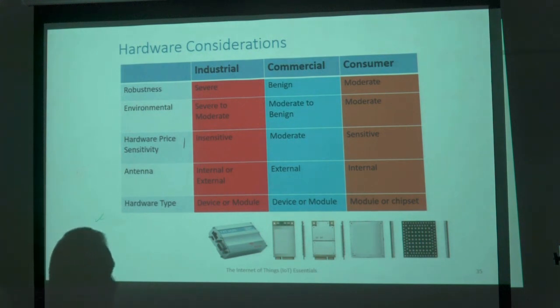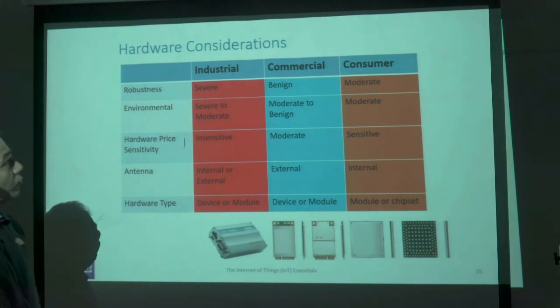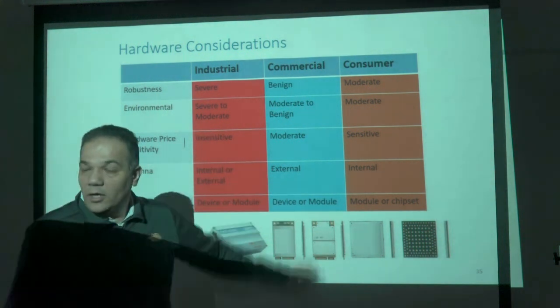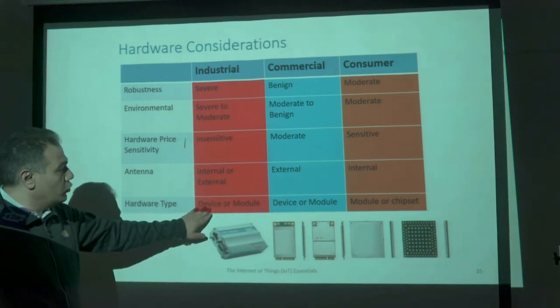Okay, talk about the commercial for that option. It's external. What do you mean by commercial? For the antenna, commercial antenna? Industries like factories? No, commercial is like stores, offices. It's not manufacturing, but stores. Still, commercial, they have more money than end consumers. And why would they want an external? It could be external, it could be internal. It doesn't matter. In the hardware type, it could be device or module.